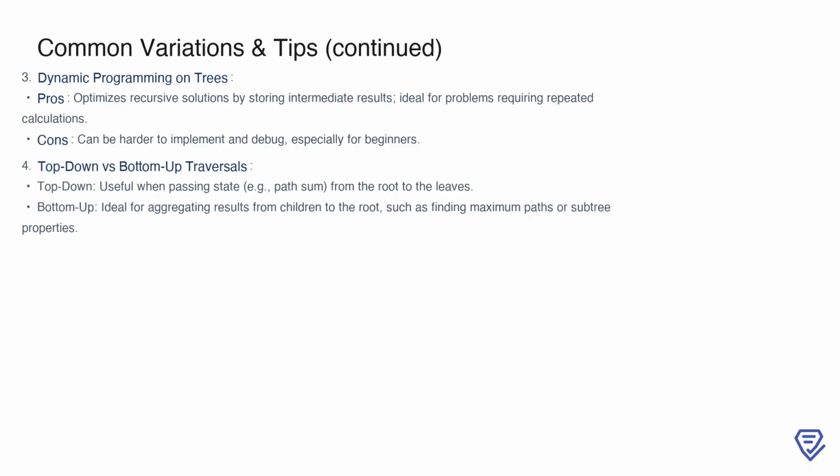Another important distinction is between top-down and bottom-up traversals. Top-down approaches are useful for propagating state, such as a running path sum, from the root to the leaves. In contrast, bottom-up traversals are ideal for problems that aggregate results from child nodes to their parent, like calculating the maximum path or determining subtree properties. Choosing the right traversal strategy can make a significant difference in both the correctness and efficiency of your solution.